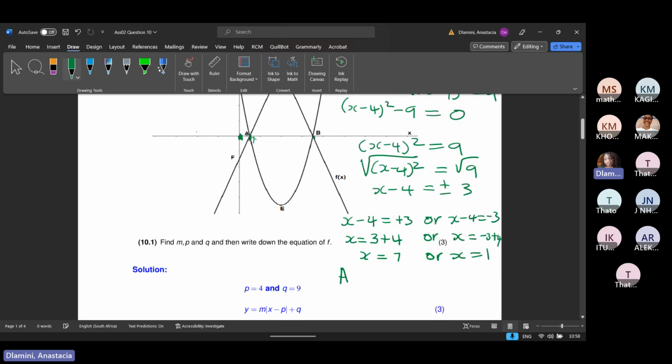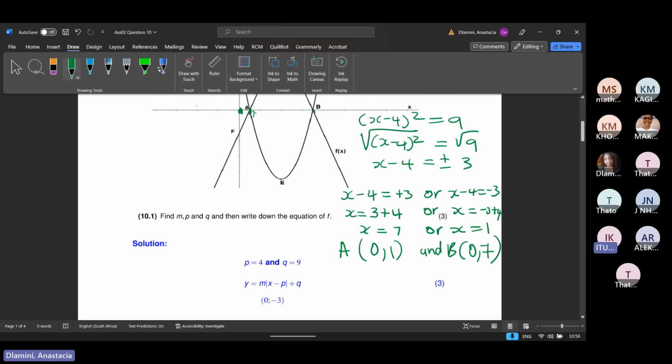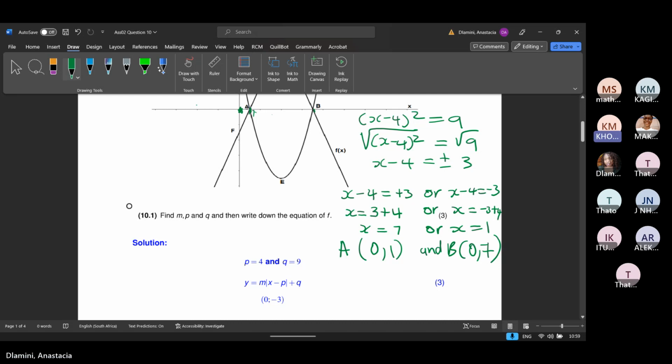So meaning that A in this case will be what? Will be 0 and 1. And B, because it's also an x-intercept, will be what? Will be 0 and 7. No, ma'am, it's the other way around, because these are x values and not y values. Thank you. So it means that A will be 1 and 0, and B will be 7 and 0.